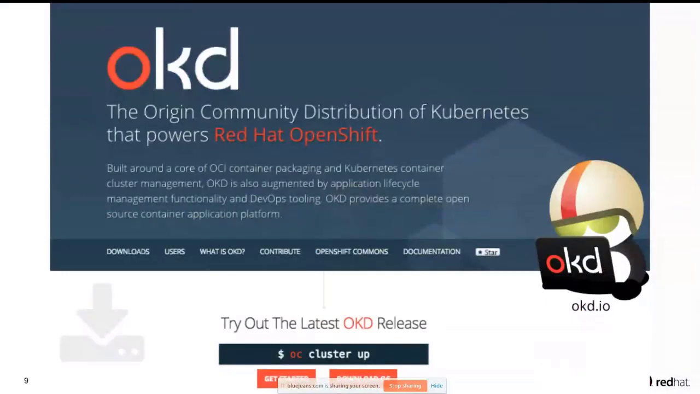So really what we became was a community distribution of Kubernetes. There are some value adds, especially around security and application lifecycle functionality and DevOps tooling that we added into OKD. But at its heart, it is a distribution of Kubernetes, which means lots of different things to lots of different people. And we'll go into that a little bit later.